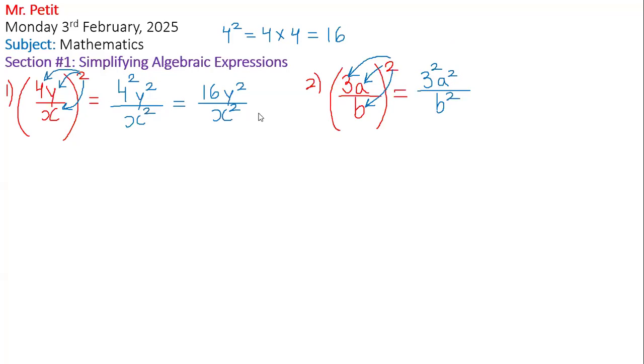Now, what is 3 squared? 3 times 3, which is 9. Very good. 3 squared is going to be equal to 3 multiplied by what? 3, which gives us 9.